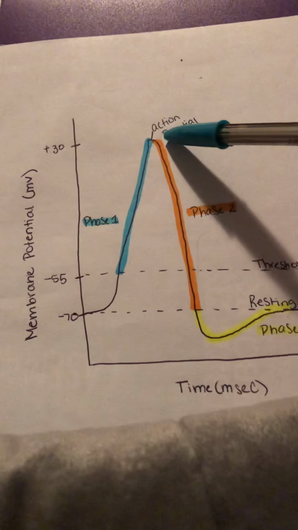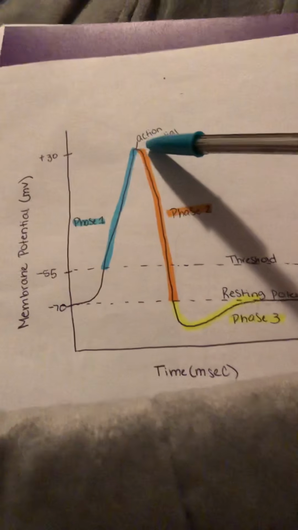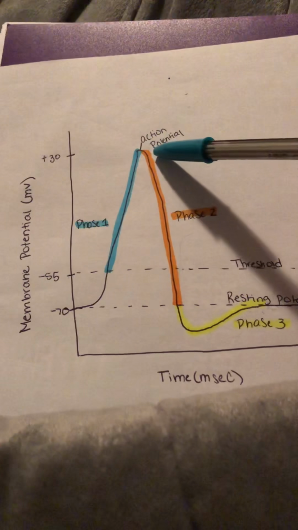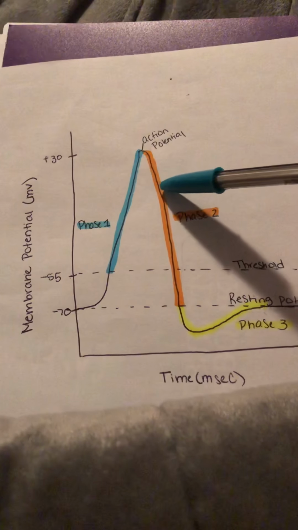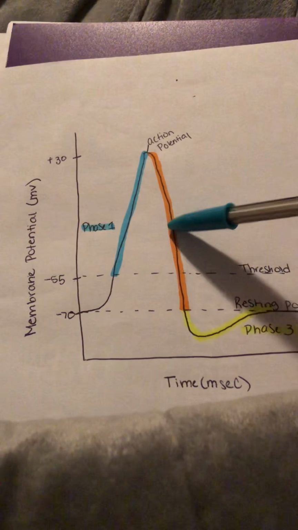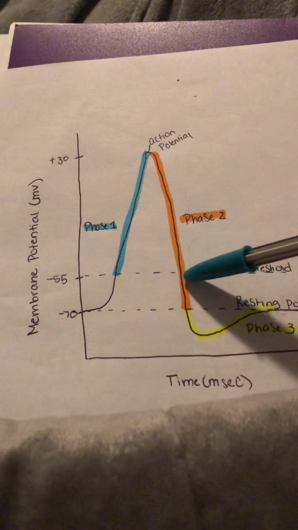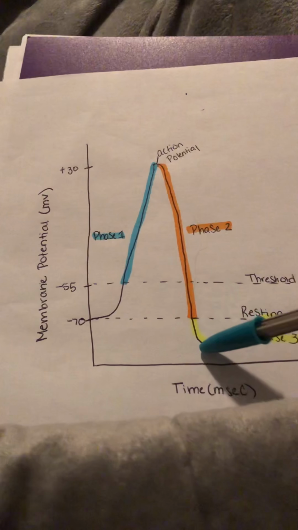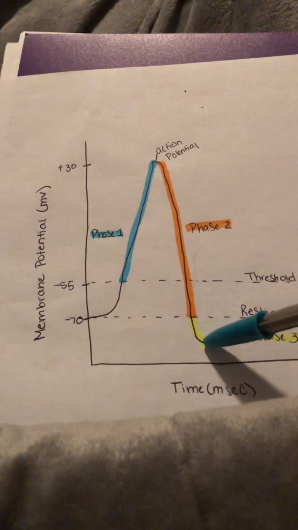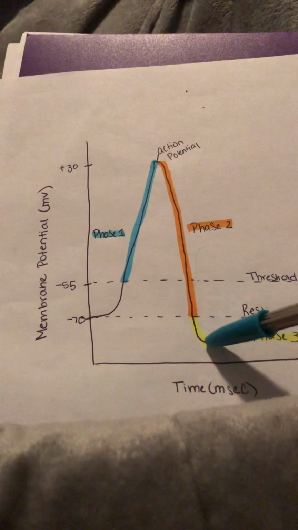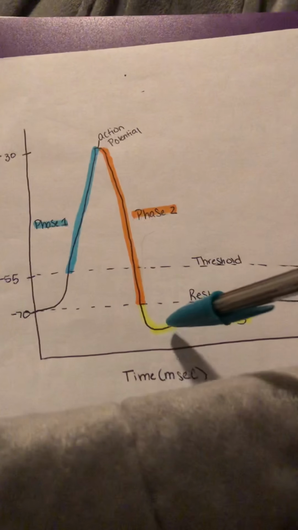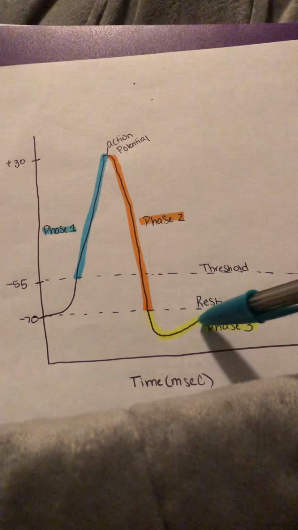And in phase 2, potassium channels begin to open. Voltage-gated potassium channels will then open, which will then repolarize the membrane. And then the membrane potential will move past negative 70, and it will go to negative 80 millivolts, which is then hyperpolarization.